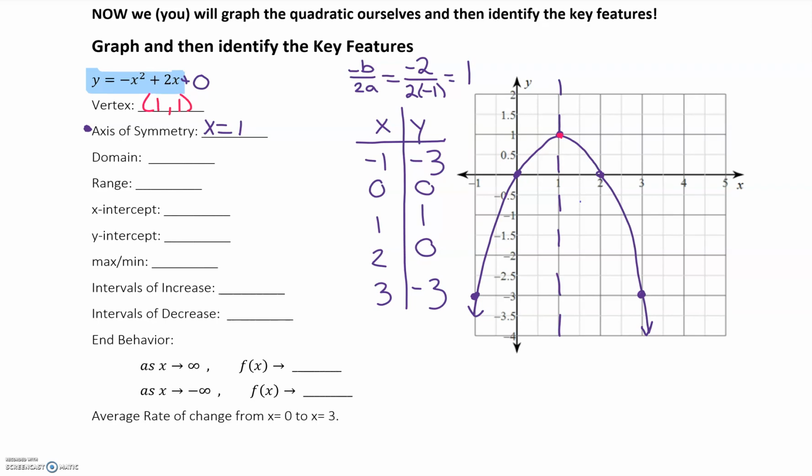We also saw that right there. From my vertex, remember, we should know the x is going to give us our axis of symmetry, and the y value is going to give us our max or min. Well, here, since it opens down because of this negative in the front, that means that we're going to have a maximum. So our maximum is going to be at the y value of 1.